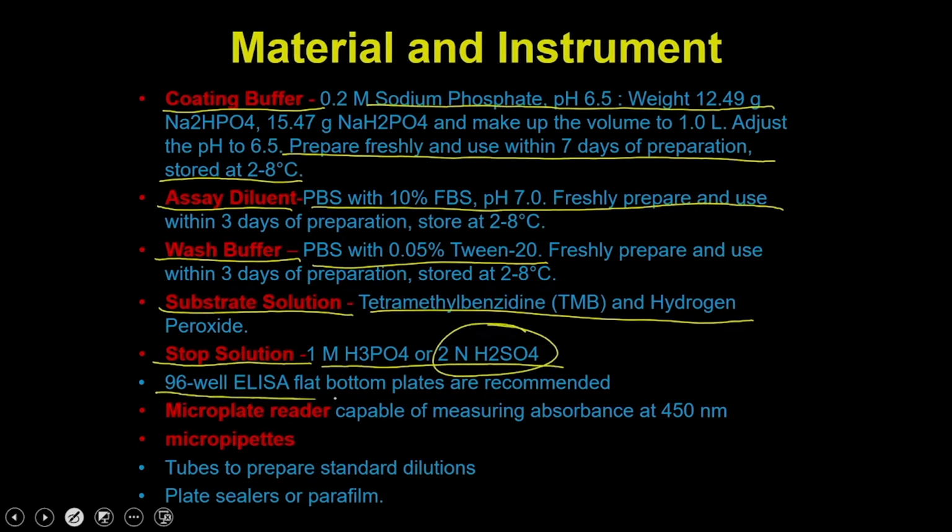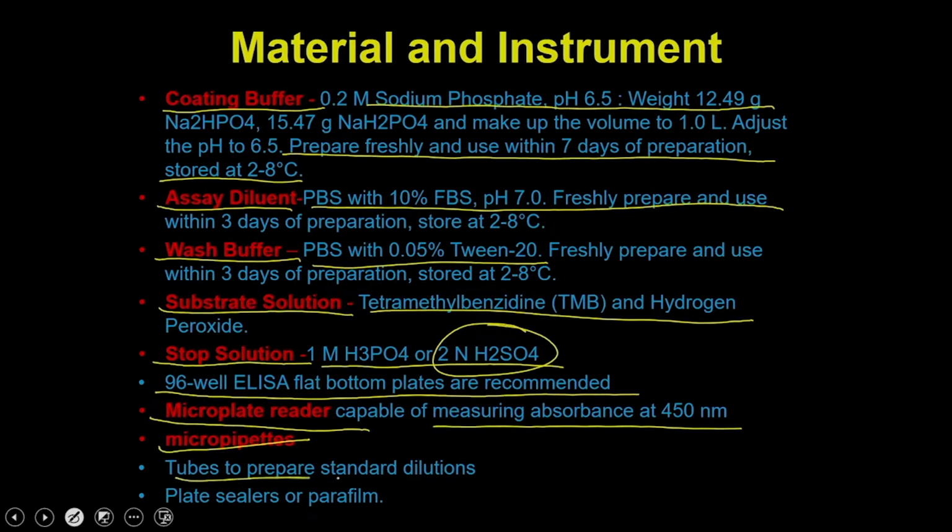Then you require the 96-well plate for doing the ELISA, and you require a microplate reader that can capture the absorbance at 450 nanometers. Then you require micropipette tips and the plate sealer or parafilm.